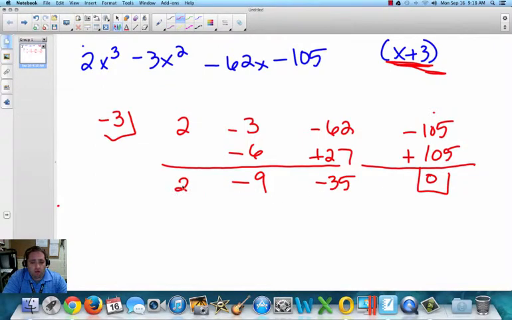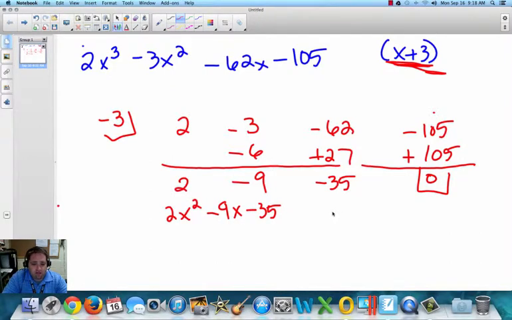So I'm now left with this as my quadratic. I know it's a quadratic because this is to the third power. So this is going to yield me 2x squared minus 9x minus 35. I'm going to keep breaking this down because I want to completely factor it.